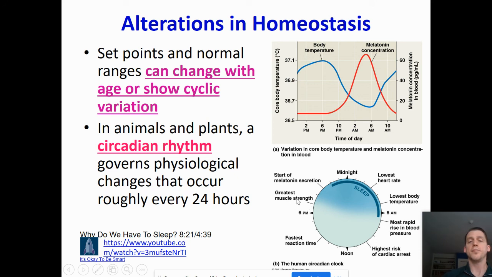We can see that with circadian rhythms, blood pressure is going to be the highest in the morning, which also correlates with the highest risk of cardiac arrest. These two things are related. Lowest body temperature and lowest heart rate during sleep. Greatest muscle strength in the evening. So there's different patterns throughout the day depending on what time of the day it is.